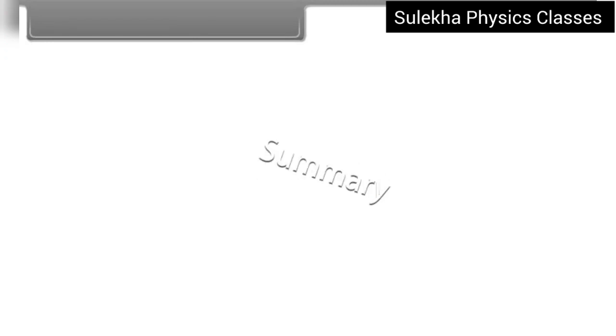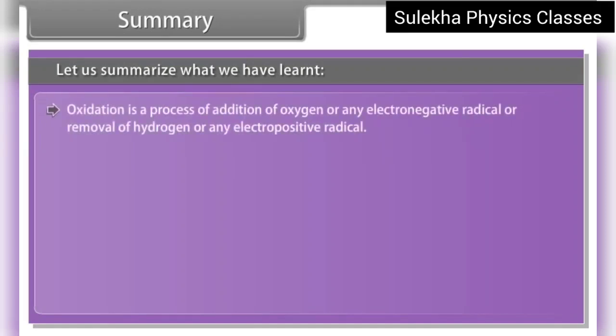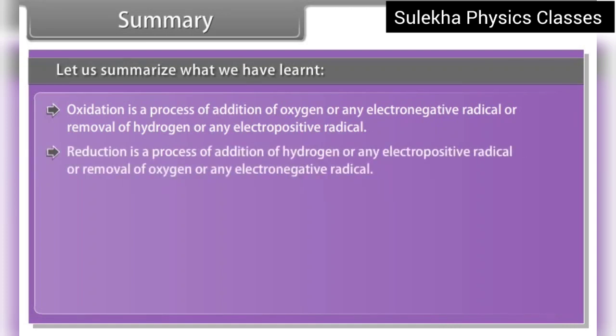Summary. Let us summarize what we have learned. Oxidation is a process of addition of oxygen or any electronegative radical, or removal of hydrogen or any electropositive radical. Reduction is a process of addition of hydrogen or any electropositive radical, or removal of oxygen or any electronegative radical.